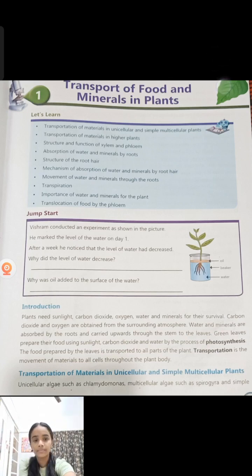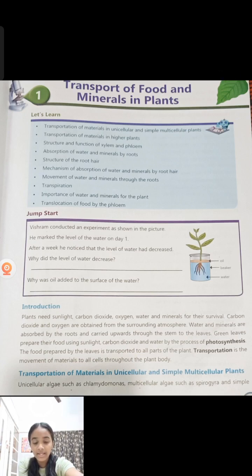Question number 2, where are the water and minerals carried? The answer is, the water and minerals are absorbed by the roots and are carried upwards to the stem to the leaves. Question number 3, what is photosynthesis?